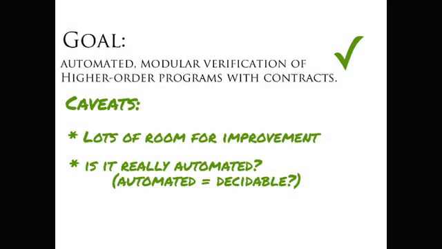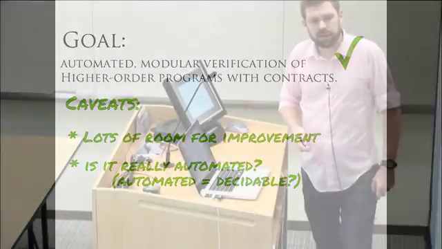And then the other question is, well, is it really automated? Because it's not decidable. And if you think automated equals decidable, then you might think that we haven't really achieved that. Okay. So I was going to talk a little bit more about how to make it decidable. I'll just step through that real quick, and then we'll wrap up.